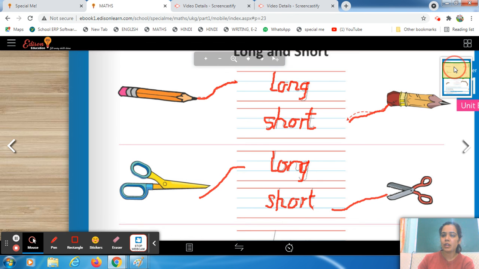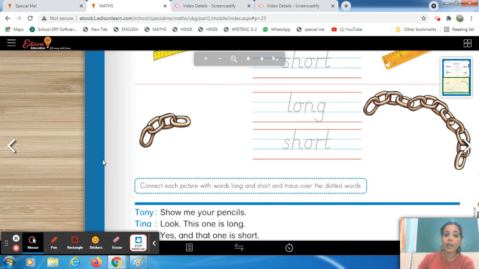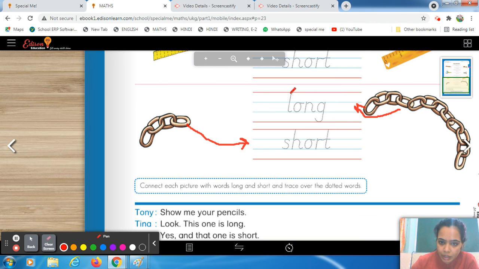Come on to the next picture. See the next picture. What is given in this picture, students? There is a chain. So tell me which is short one and which is long one. This one is short one. So you have to connect with short, and this one is the long one. So here you have to connect it with long. So write it, long. L, O, N, G, long.